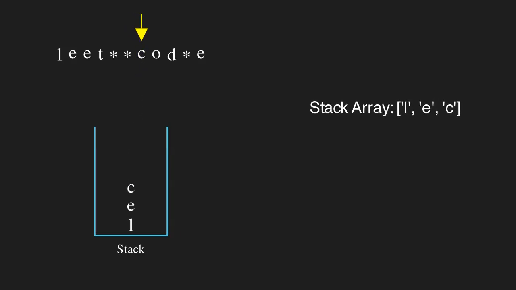Advancing our pointer, the next character is C. Since C is a regular letter, we revert to our storage rule. We perform a push operation, appending C. The intermediate stack state updates to 3 elements, L, E, and C. Our stack is L, E, C.